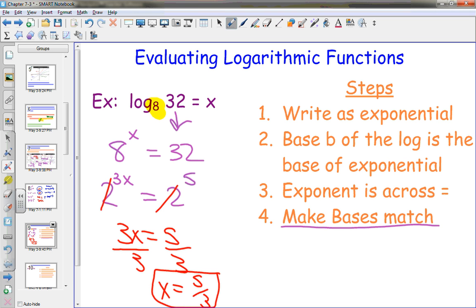Now, what does that 5/3 mean? It's a fraction. It means that the log base 8 of 32 is 5/3. That's the answer. That's what that means.